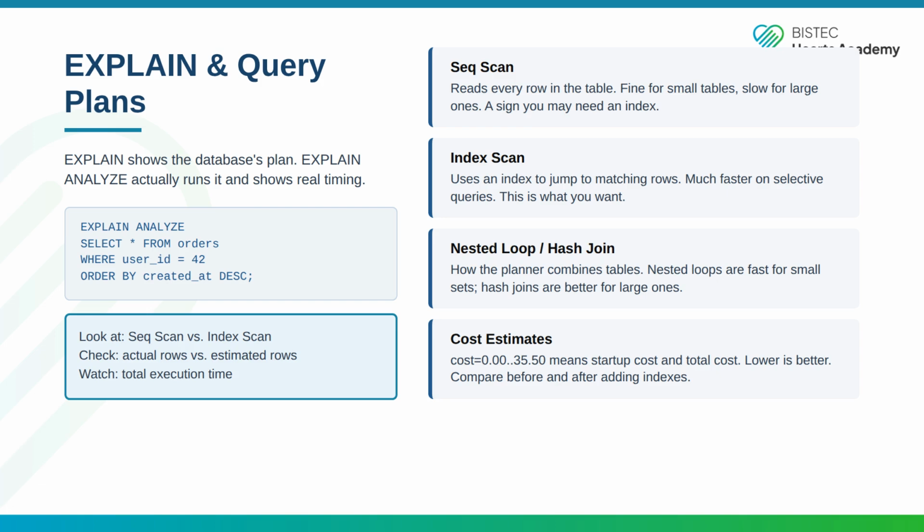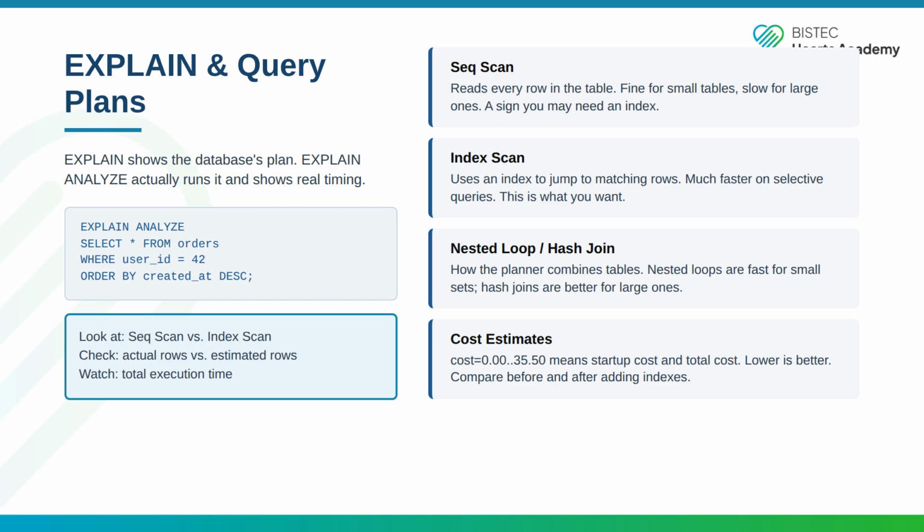Cost estimates look like cost=0.00..35.50. The first number is startup cost, how long before the first row is returned. The second is total cost. Lower is better. The key is comparing costs before and after you add an index.